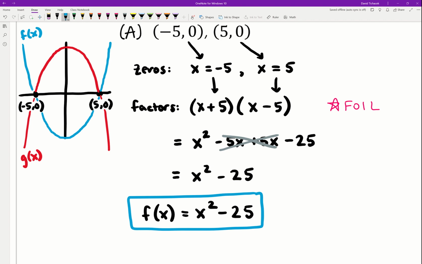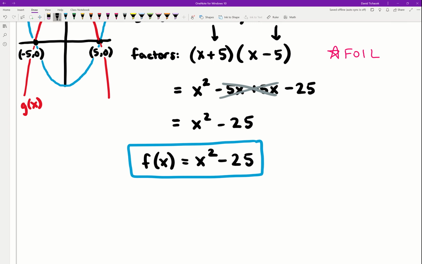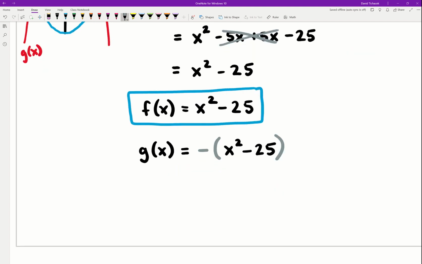That begs the question, what is the function formula for the graph in red? I might do the exact same function formula, but call it g of x now, and distribute a negative inside all the terms of f of x. Then we get our final result: g of x is equal to negative x squared plus 25.